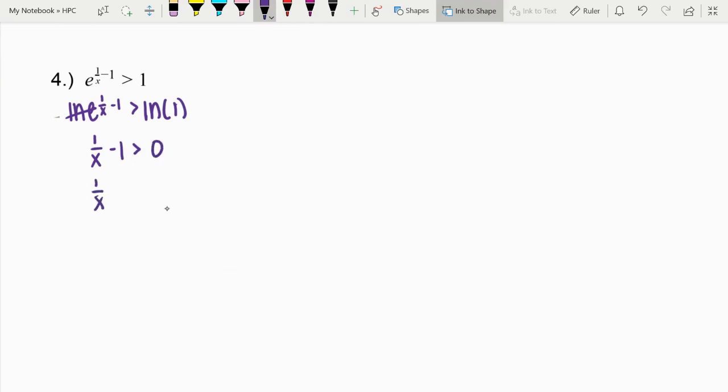So now I have 1 over x is greater than positive 1. Let's multiply both sides by x. So then I'm going to end up having x is less than 1. Okay, but in our original problem, we have x as being in the denominator, so we cannot have a negative number. So our final solution is going to be 0 is less than x, which is less than 1.